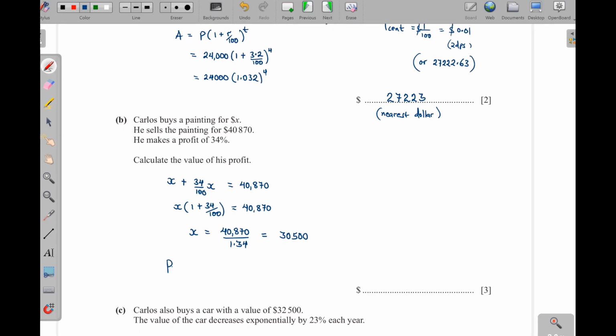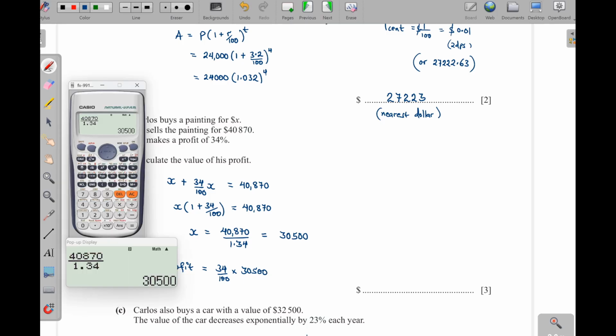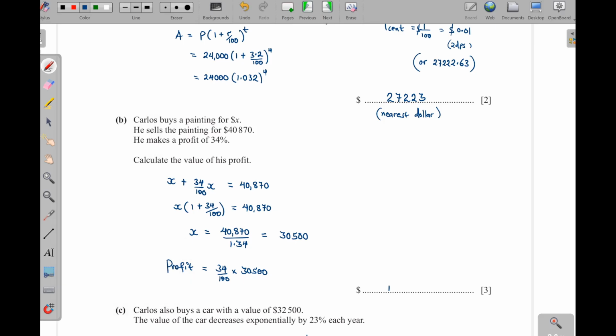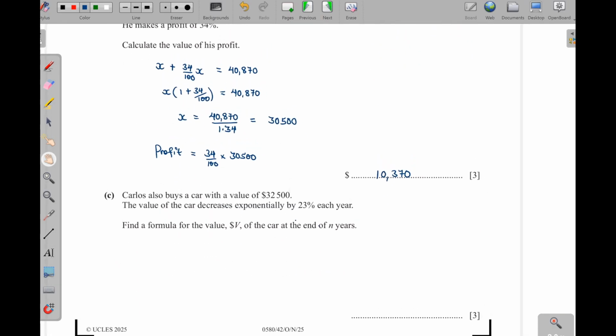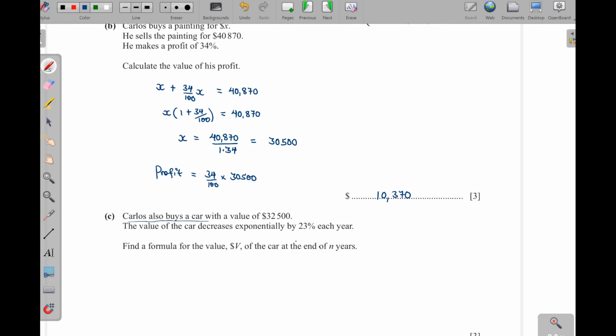So the profit, because this one here is the cost price, okay? So the profit is going to be equal to 34% of this one here, 30,500. So what we have gotten here, we shall multiply it by 34%, which is 0.34. That is $10,370.